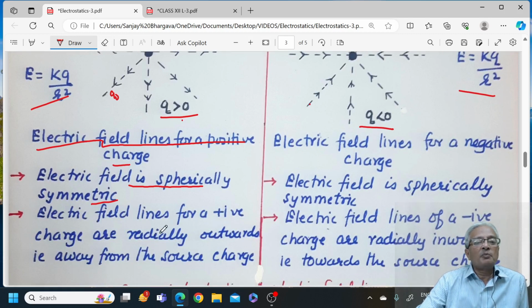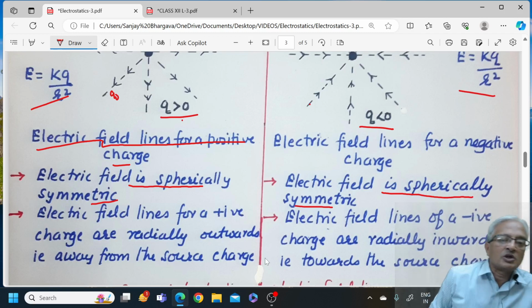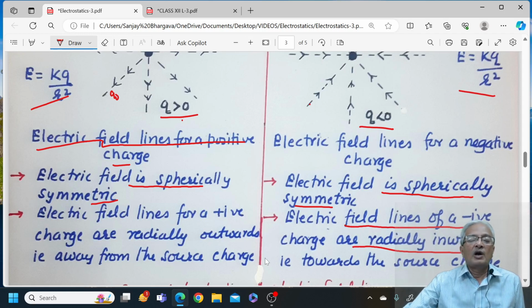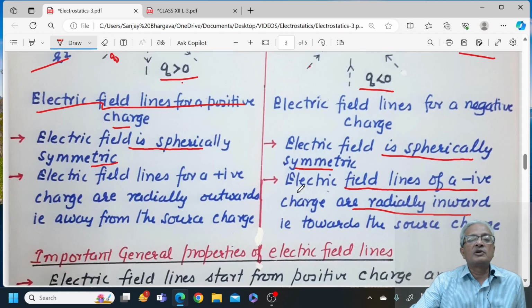Electric field lines for a positive charge are radially outwards, away from the source charge, because they are always along the direction of the force that would be experienced by the test charge. Similarly for a negative charge, the field is spherically symmetric, same at every point on the surface of the sphere. Now electric field lines for a negative charge are radially inwards, and that is again along the direction of the force that would be experienced by the test charge.